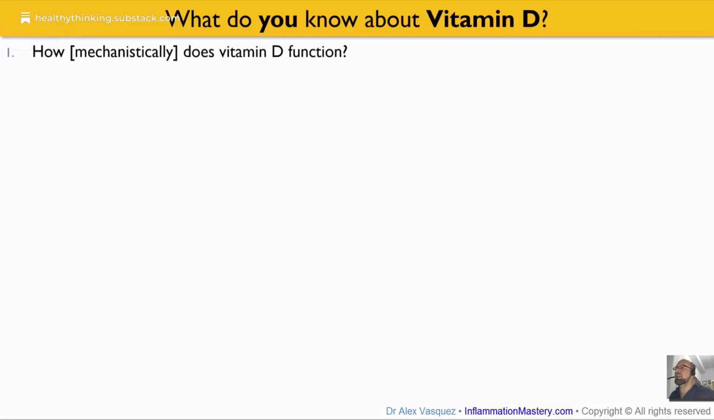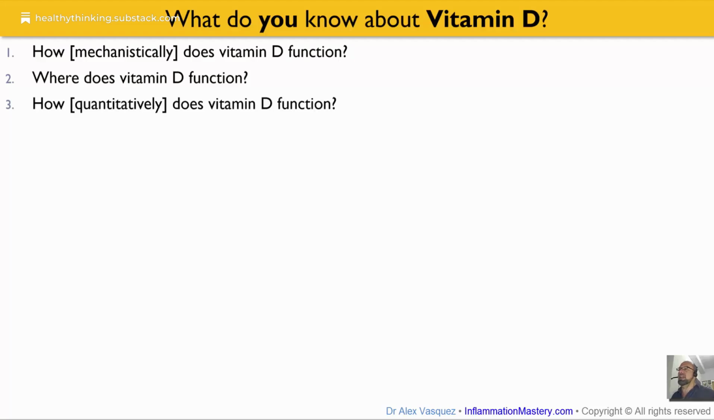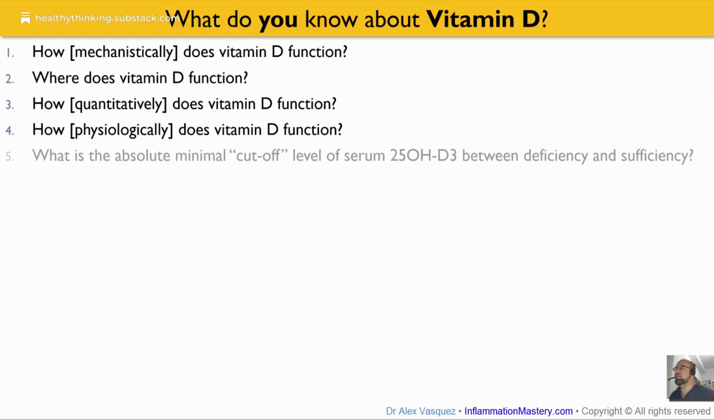So how mechanistically does vitamin D function, and where does it function? How quantitatively does it function? So does it just function on one target, or does it hit 30 targets or 200 targets or 3,000 targets? Like what are some numbers in terms of the volume of impact that vitamin D has on our human physiology? And how does it function? So how physiologically does vitamin D function?